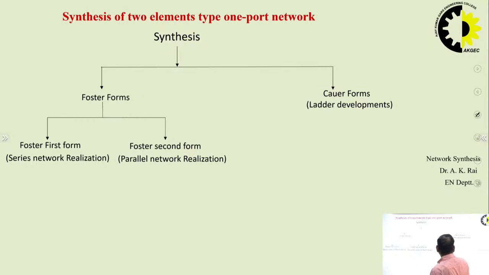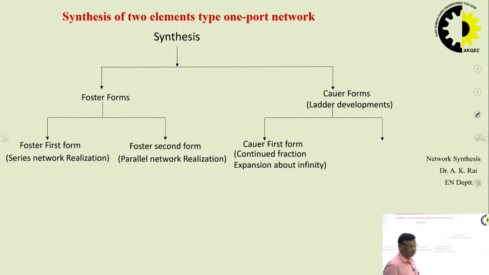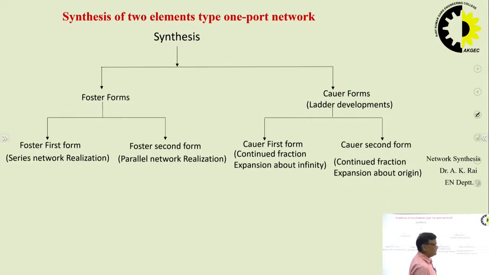Then in the Cauer forms, we develop a ladder network. How we will do it, we will discuss later on. It also has 2 forms. In the Cauer first form we do the continued fraction expansion about infinity. What does it mean? It means we are looking for removal of pole at infinity, and in Cauer second we do the continued fraction expansion about origin. It means we remove the pole at origin.